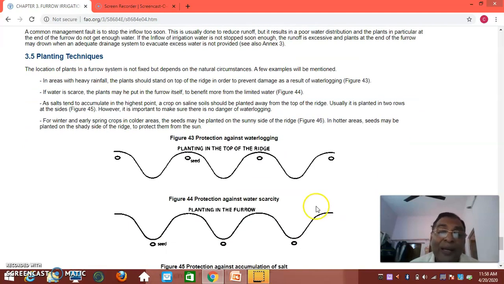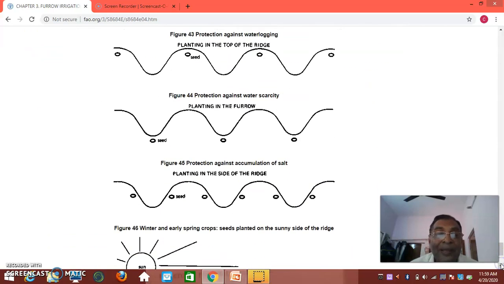Then protection against waterlogging. If you feel that the soil is not suitable and waterlogging conditions are there, you can put the seed here, at the top of the ridge. Suppose in some sandy soils there is a problem of water scarcity, the seed can be put in the middle of the furrow. So you can meet the water requirements of the plant as per the soil characteristics.